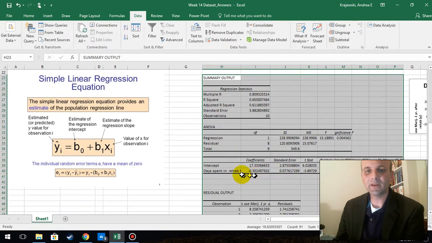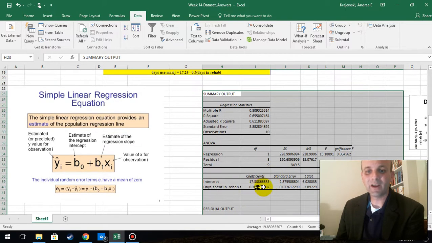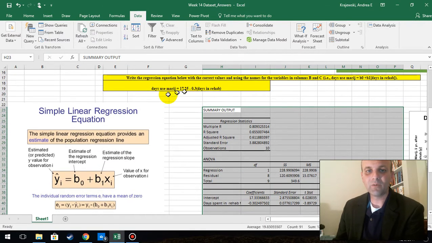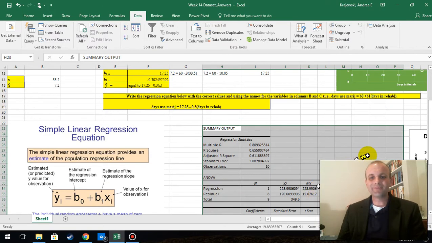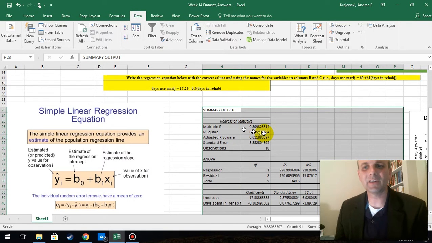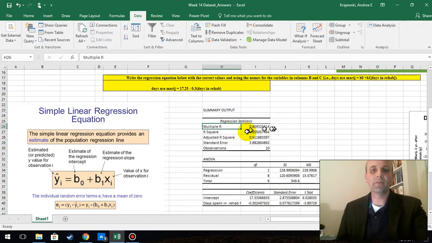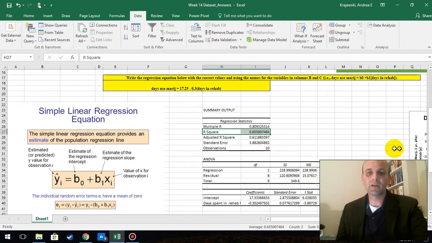But days spent in rehab, negative 0.3, right? And so every increase in a day spent in rehab, we expect marijuana use to decrease by 0.3, right? And starting from 17. And that's on average, okay? These are things I didn't necessarily talk about last time, but I want y'all to be able to interpret it and explain. I'm not going to really talk too much about the multiple R, but it's important that y'all understand what the R square is, okay, when you're looking at regression models.